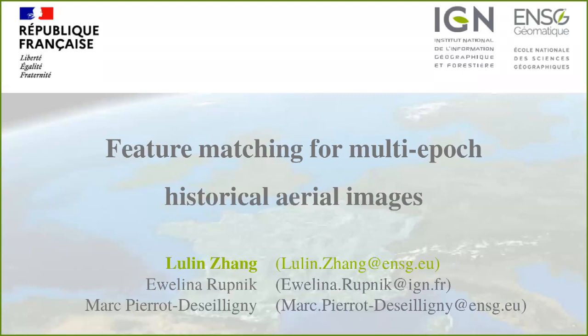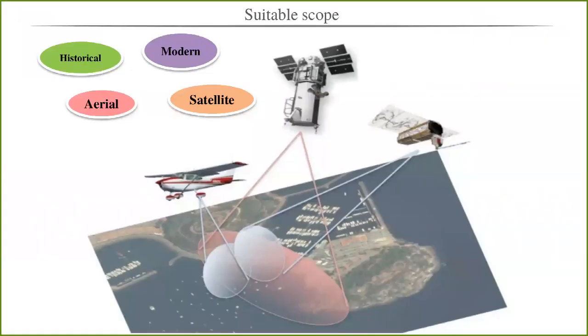Today I'm going to present our work, Feature Matching for Multi-Epoch Historical Aerial Images. Our method is not only suitable for historical aerial images, but also for satellite and modern images, as well as mixed images. This is practical for georeferencing historical aerial images because satellite and modern images are often accompanied with georeference.